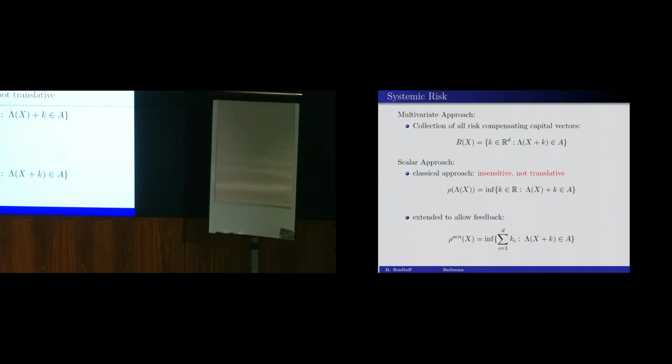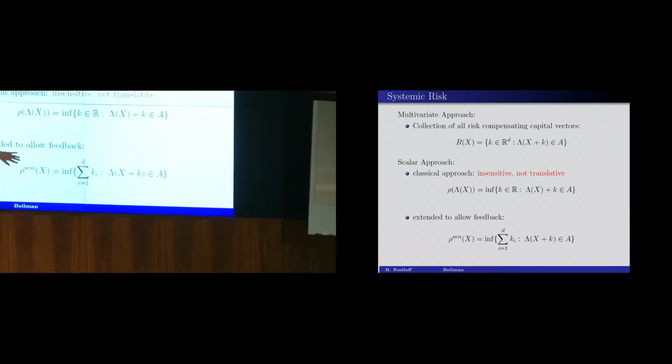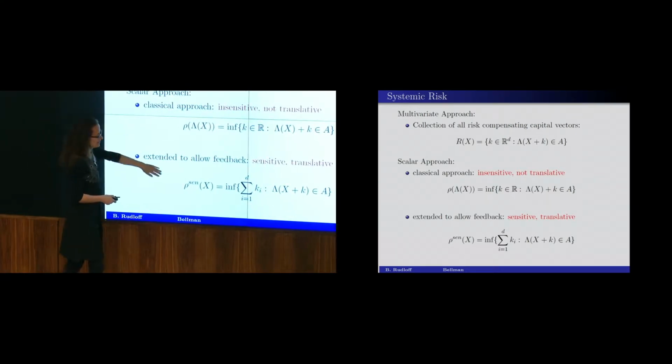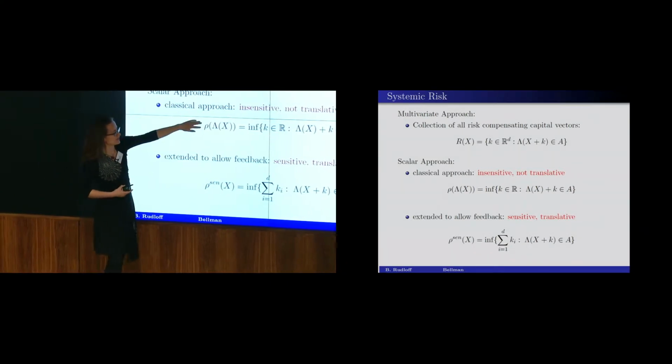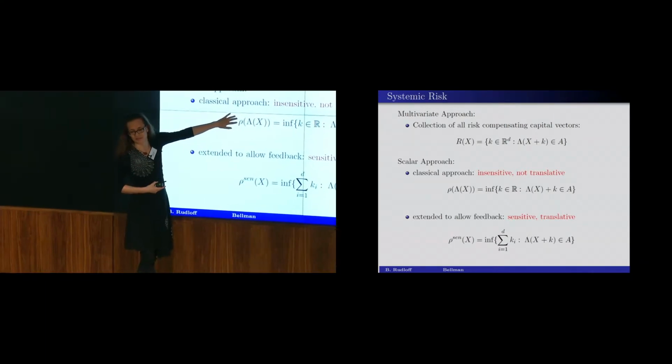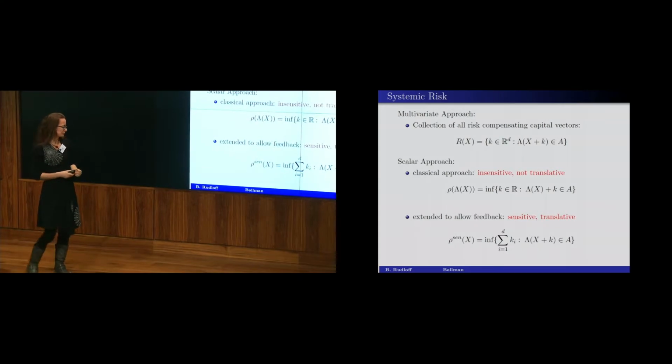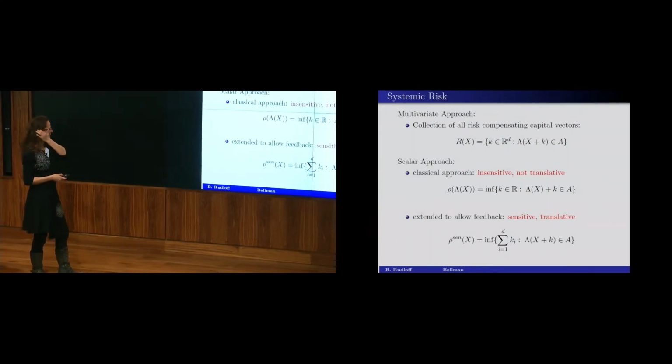And it also has a few more mathematical properties that are better. So we call the classical one the insensitive approach, because it's insensitive to the effect of regulation onto the system, whereas this one is sensitive to regulation. But mathematically, in this case, you get a function that is translative again, so it has properties that are more similar to the regular risk measures, whereas this function is in general not a translative function, which makes a few more difficulties on a mathematical side as well.